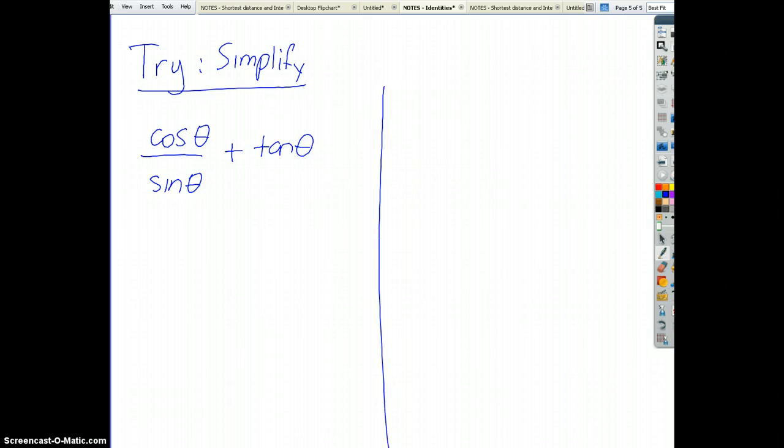And let's try another one. Let's try, I think that says sine of theta over the tan of theta.